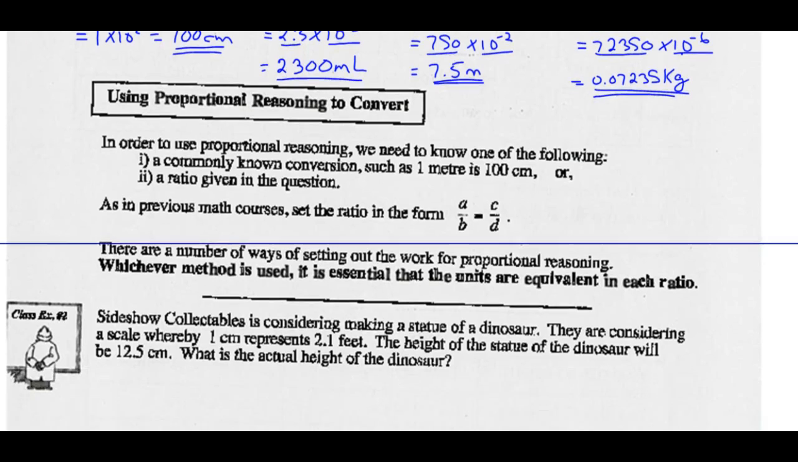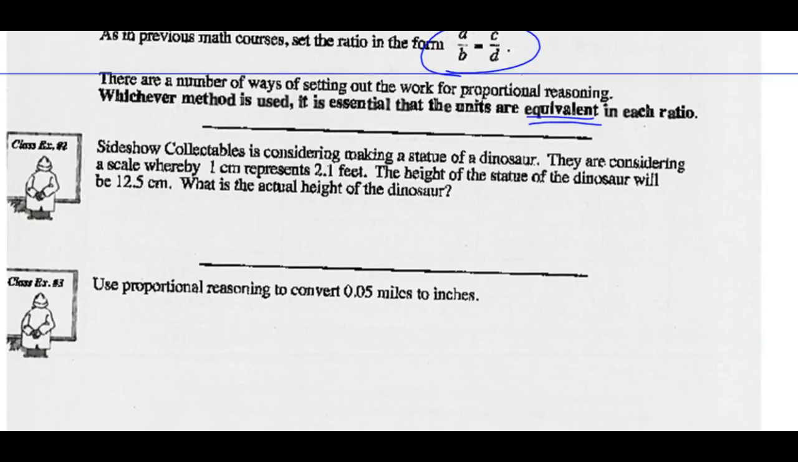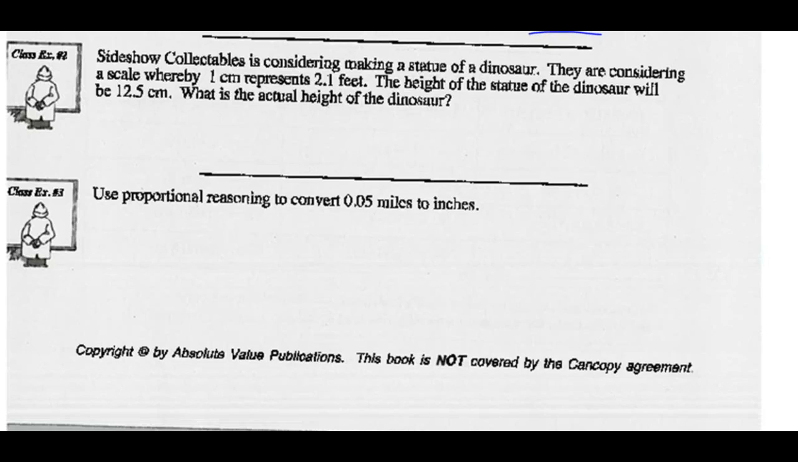Using proportional reasoning to convert. In order to use proportional reasoning, we need to know one of the following: a commonly known conversion or a ratio given in the question. As in previous math courses, set the ratio in this form. So you need a fraction equaling a fraction. There are a number of ways of setting out the work for proportional reasoning. Whichever method is used, it's essential that the units are equivalent in each ratio. All right? So we'll have a look and make sure we set the proportions up properly.